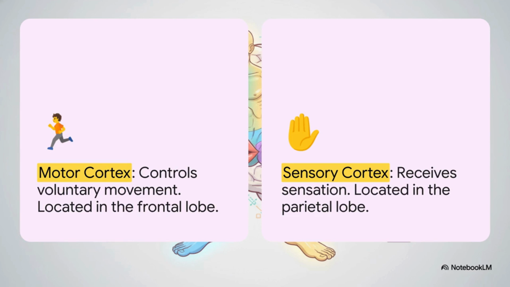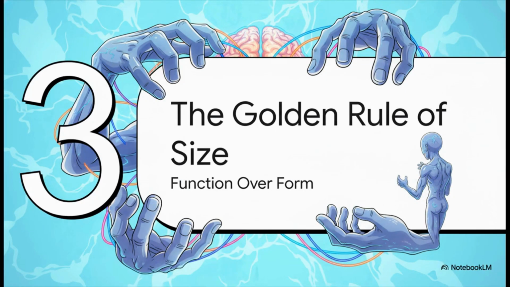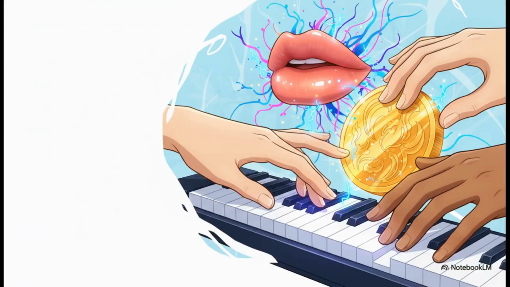Which brings us to the golden rule of size when it comes to the brain: function over form. Let's think about those highly represented areas we mentioned earlier. The lips, the tongue, the face, the fingers, the hands. The brain simply doesn't care about the actual physical size of a body part. It cares about how much brain power that part needs. I mean, think about it. Your back is physically a massive area of your body, right? But it has pretty terrible fine sensation and really coarse movements.